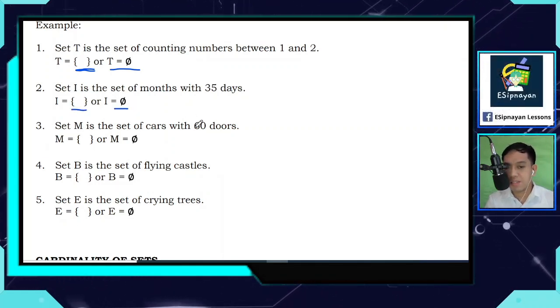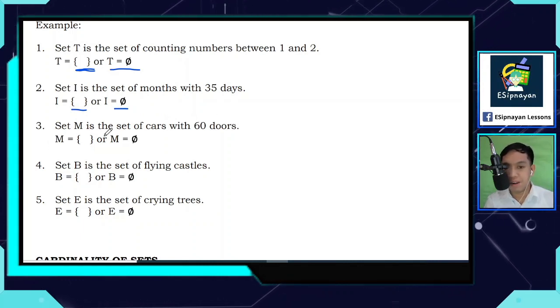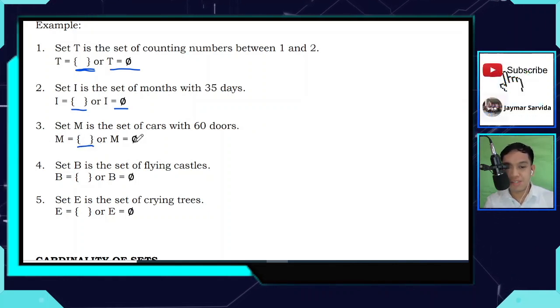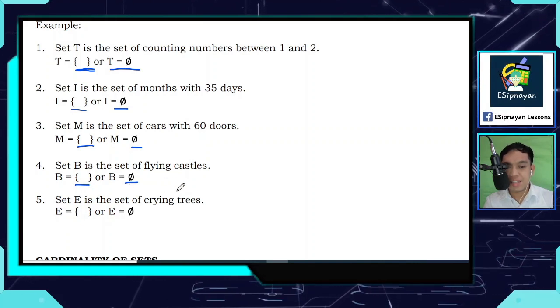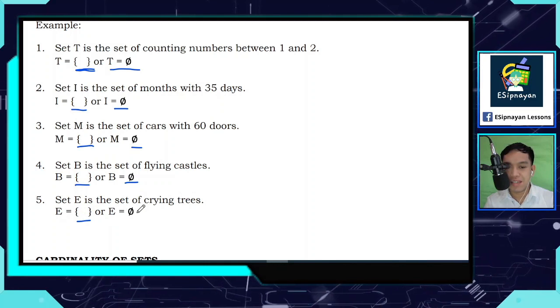Set M is the set of cars with 60 doors. Grabe naman yun. Wala namang ganung car na mayroong 60 doors. 60 yung upuan, meron pa. So that is empty set or null set. Set B is the set of flying castles. Wala pang ganon. So that is empty or null set. Set E is the set of crying trees. Wala namang umiiyak na puno. So empty set or null set yan.